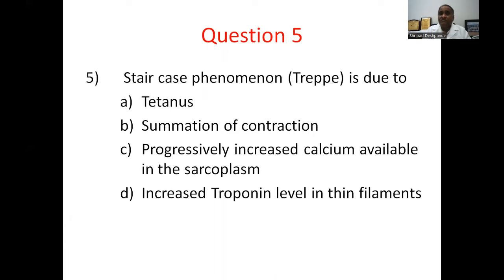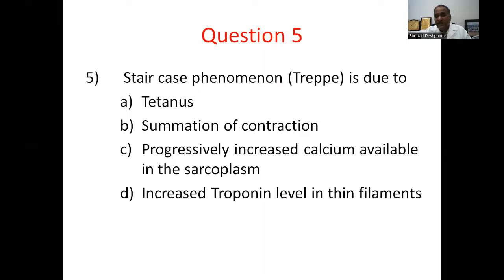Now, question number 5. A staircase phenomenon is due to option A, tetanus, B, summation of contraction, C, progressively increased calcium availability in the sarcoplasm, D, increased troponin level in thin filaments. Please note that I have not changed the language and the content of the questions or the options. For that reason, there may be certain errors which I may want to change, but I do not want to, because I'm discussing them as they appeared in the paper.